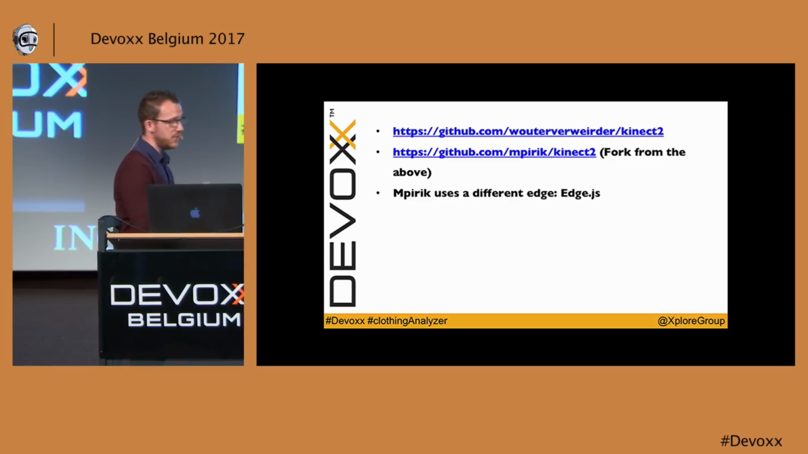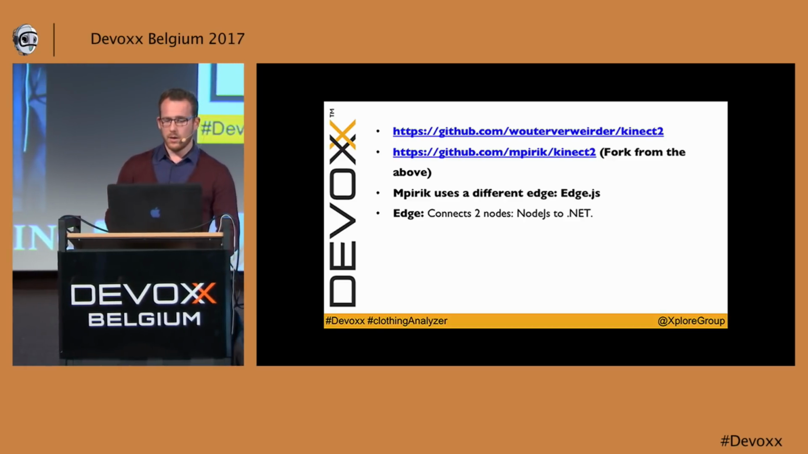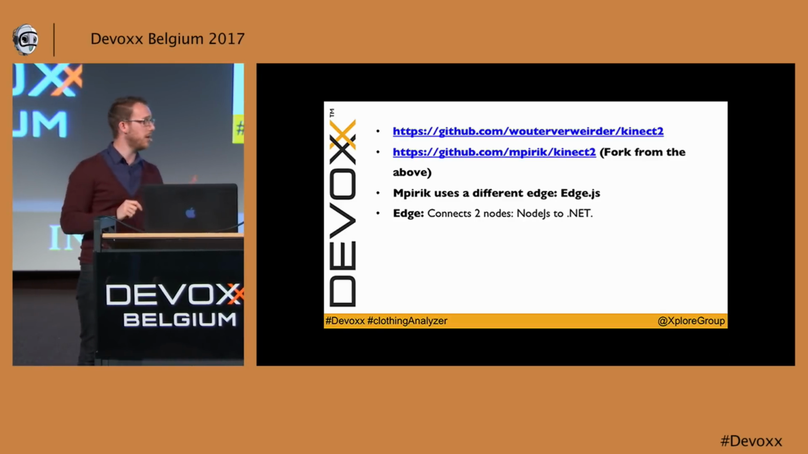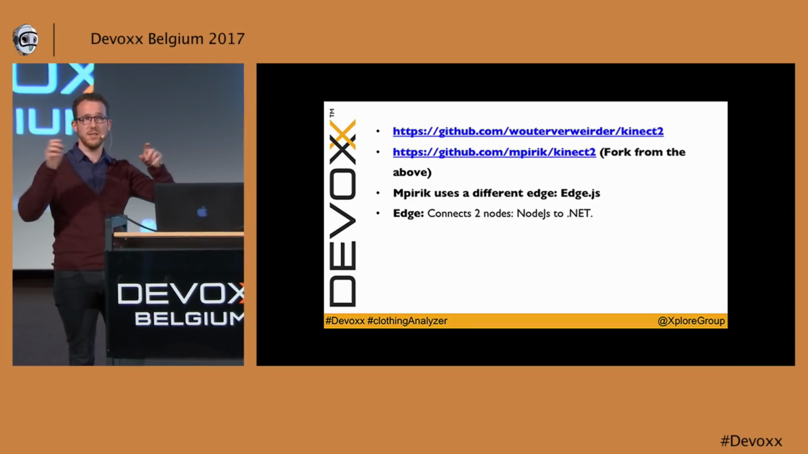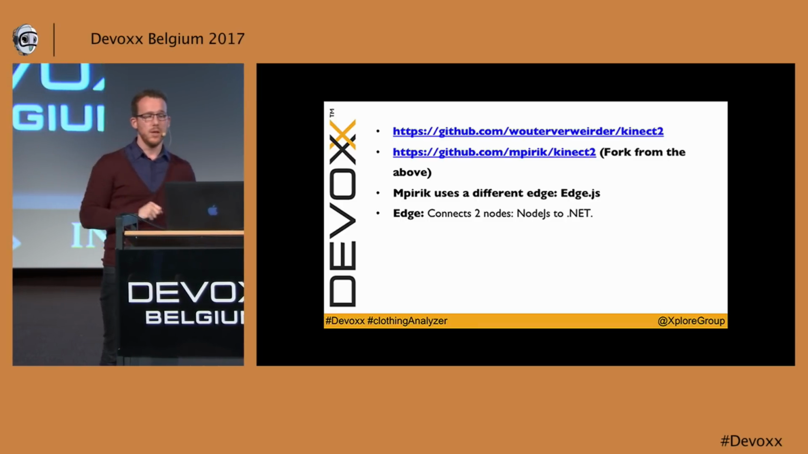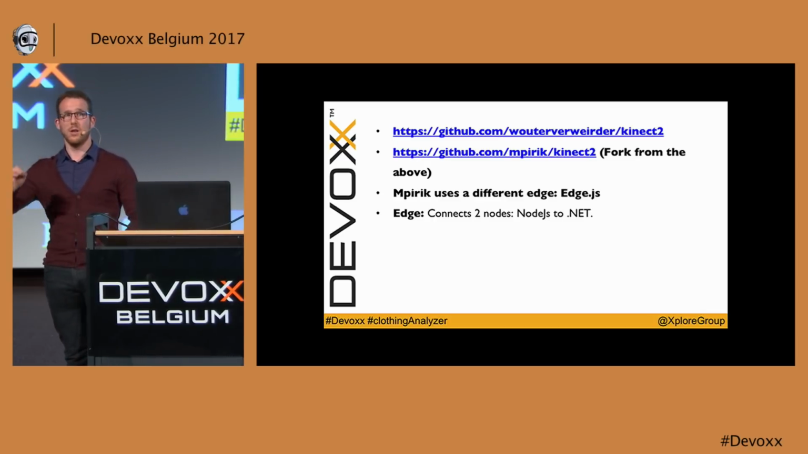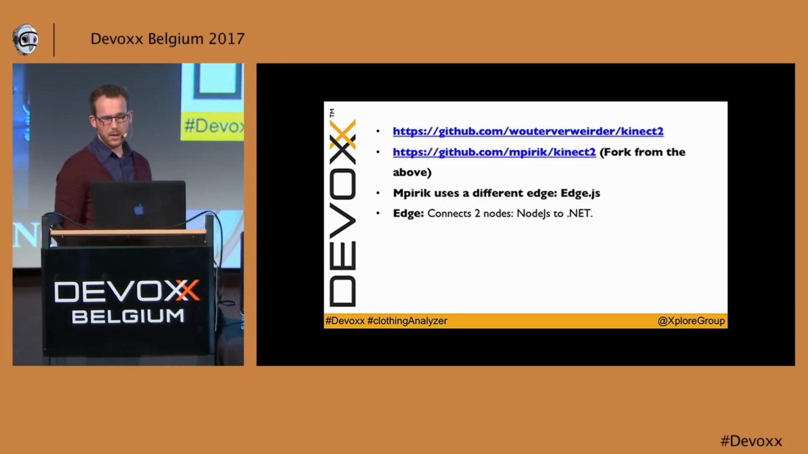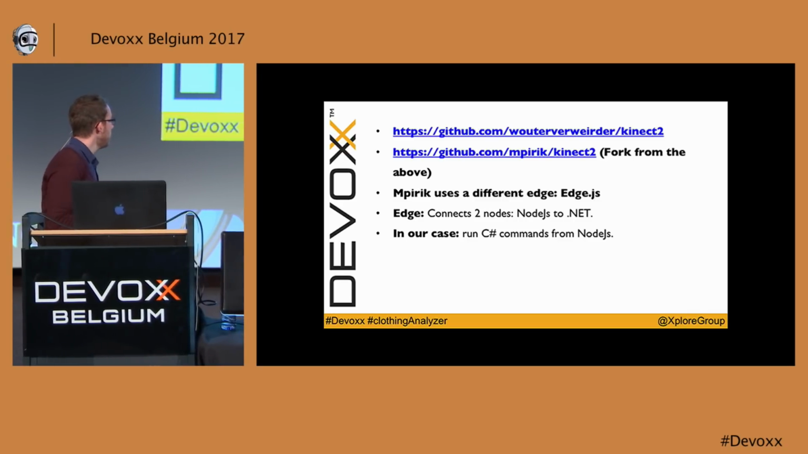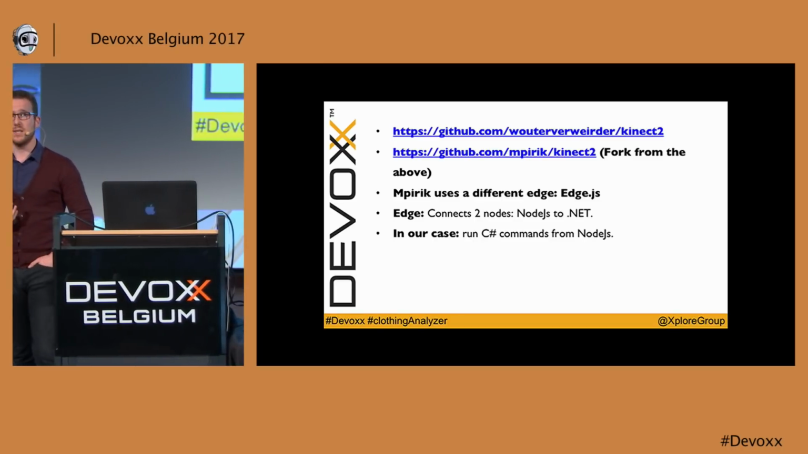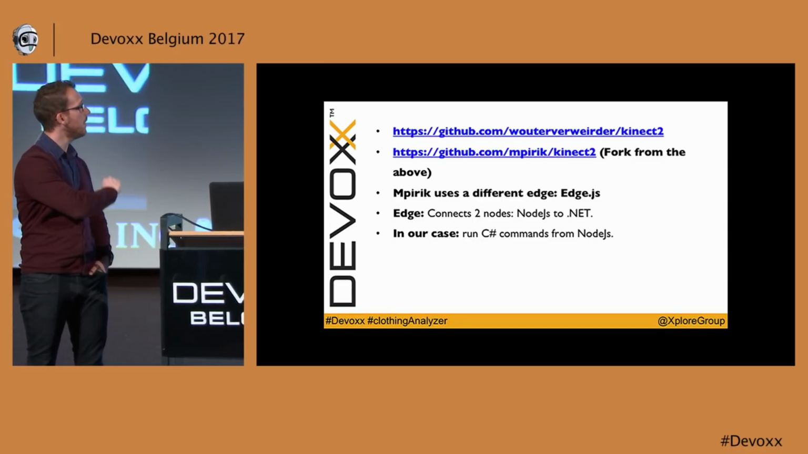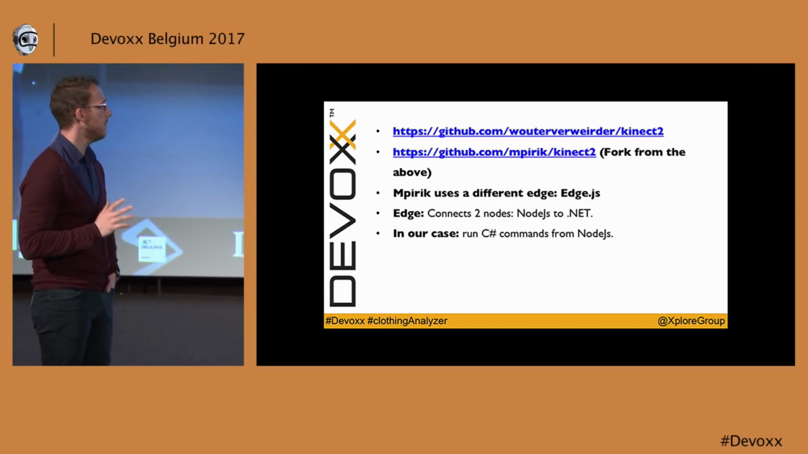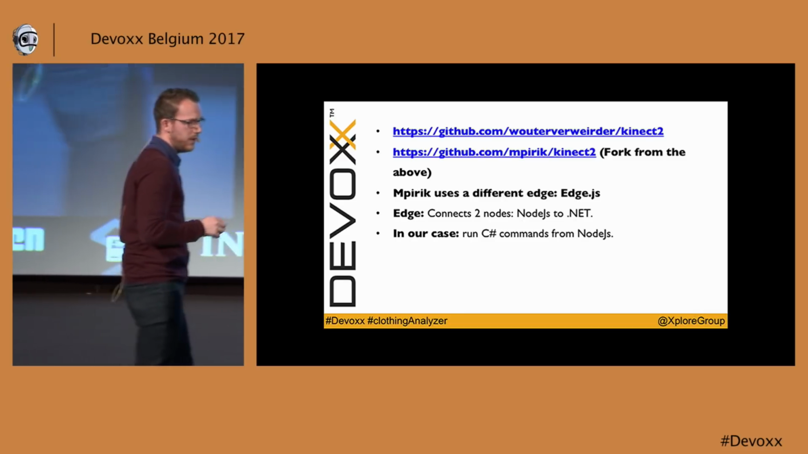In this case, edge.js. Now, in short, what's an edge? It just connects 2 nodes. For example, you have Node.js and .NET. You have 2 processes, and it bridges the gap between the 2 of them. So your Node.js environment can call .NET functions and vice versa. So in our case, it had to run C# commands from Node.js, because if you check out the repo, you have access to the code, and it was in C#. So, all right, fingers crossed, it worked, and eventually it did work.